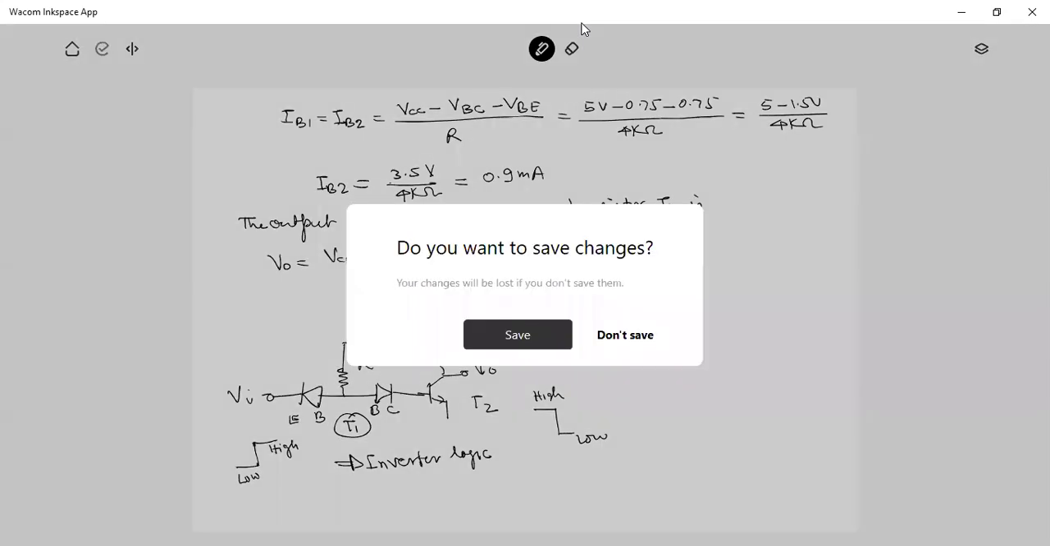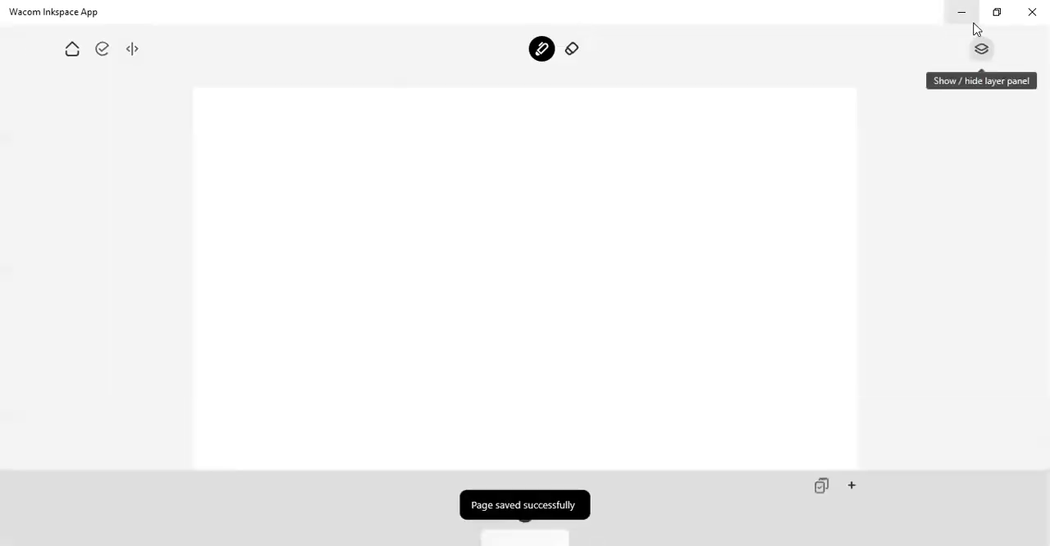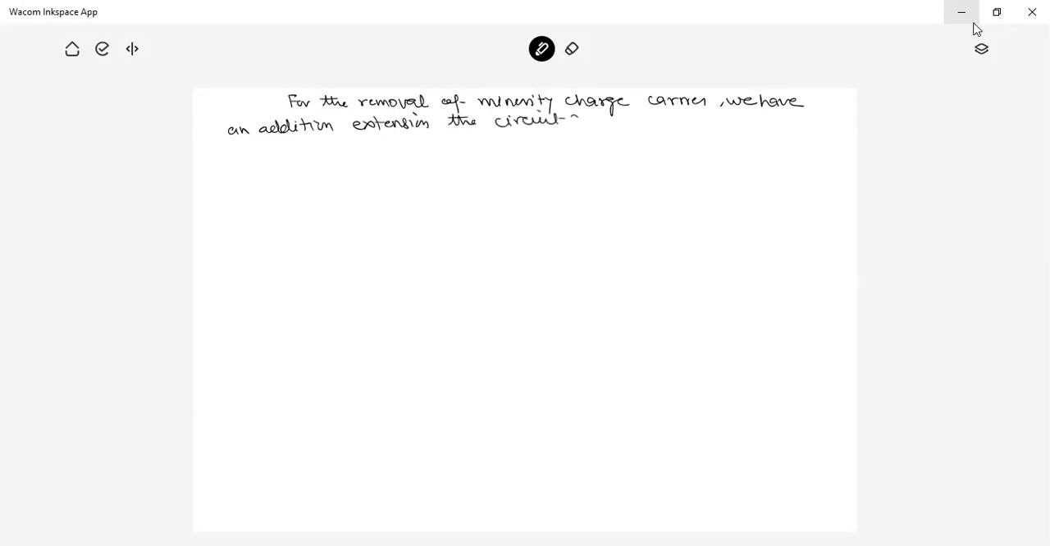Now, as in the case of the diode, for removal of minority charge carriers, we have an additional extension in the circuit.